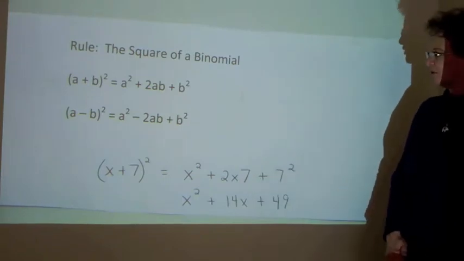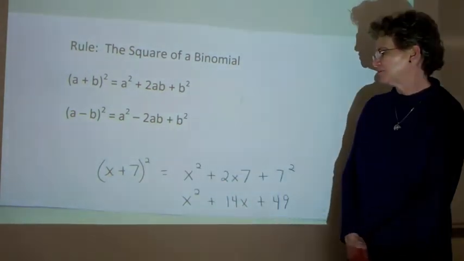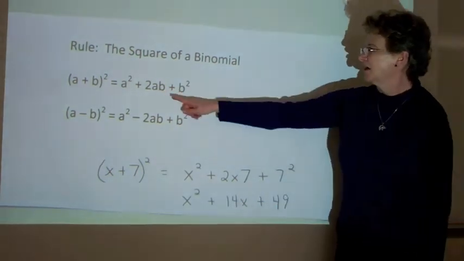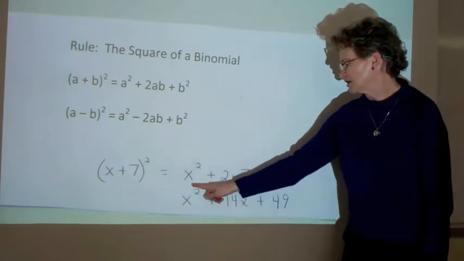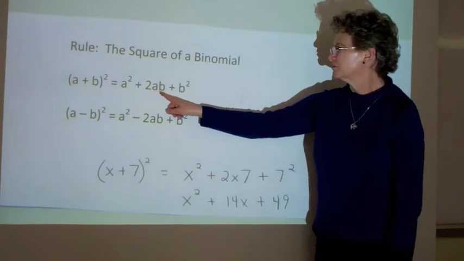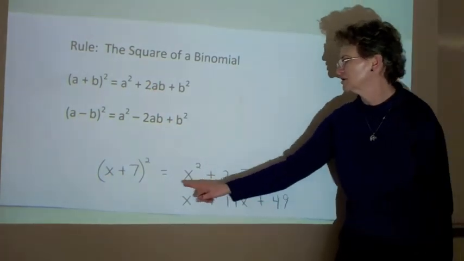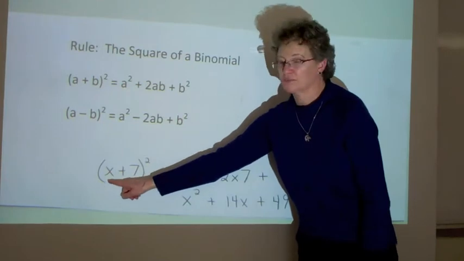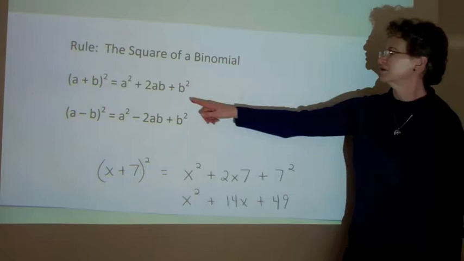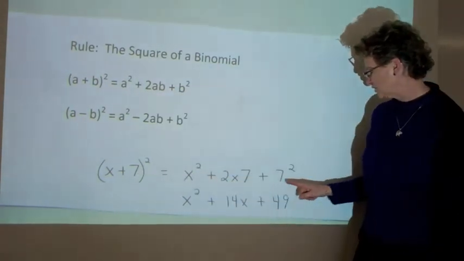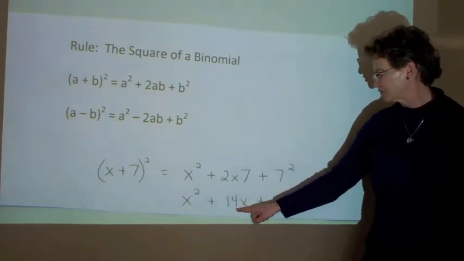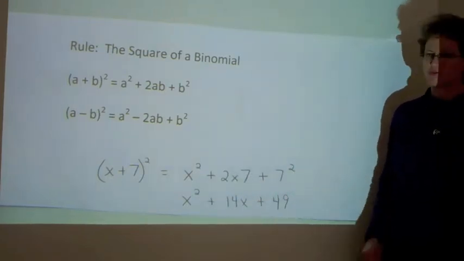Looking at my example here, if I have the binomial x plus 7 squared, following my rule, I square the first term. The first term is x, so I square it, x squared. I add 2 times the product of the two terms, so 2 times x times 7, and then I square the last term. The last term is 7, so I square it. When I simplify, x squared, the 2 times 7 is 14x, and then 7 squared is 49.